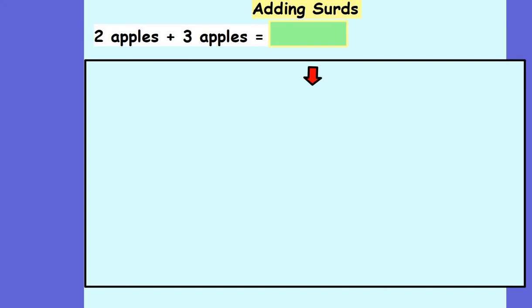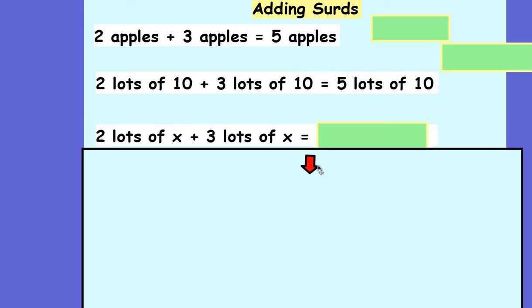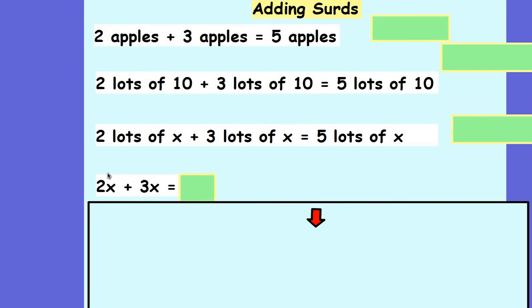Now, adding and subtracting surds works in the same way as algebra. So if I've got 2 apples and I add on 3 apples, altogether I've got 5 apples. So let's look at numbers. If I've got 2 lots of 10 and I add on 3 lots of 10, in the same way as it did with the apples, that's going to give me 5 lots of 10. How about algebra? If I've got 2 lots of x and I add on 3 lots of x, I've now got 5 lots of x. I can write that a little bit simpler. I can say 2x plus 3x is equal to 5x, or 5 lots of x.